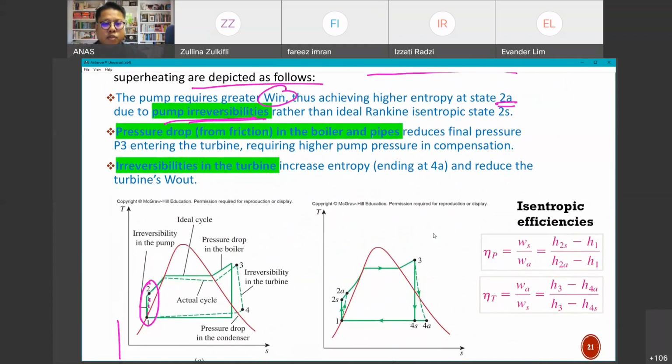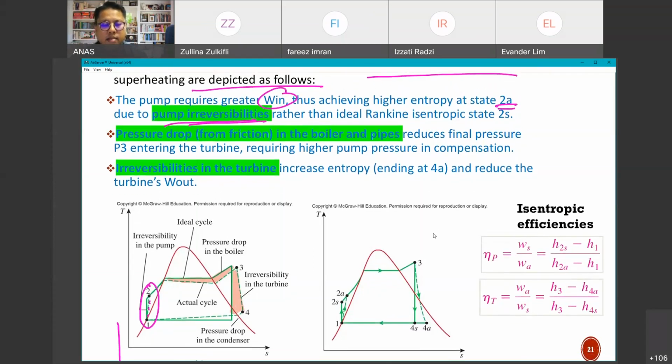And secondly, pressure drop due to friction in the boiler and pipes. So if I can highlight this region, this is due to the irreversibility or the pressure drop in the boiler. And finally, the irreversibility due to the pump and the turbine. So that's the reason why something that we learn in the idealized cycle cannot be replicated in real life, due to the pump, pressure in the boiler, and the turbine.